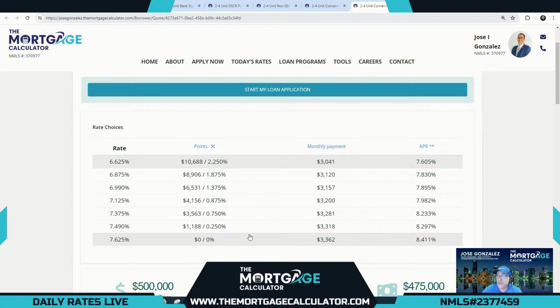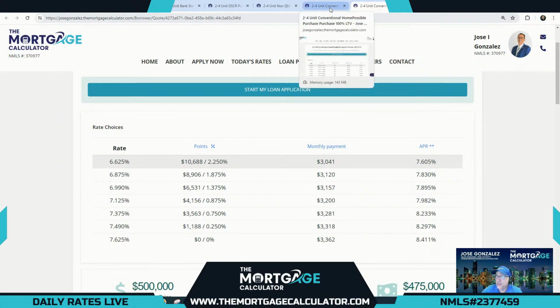Now you do see the difference between these two, between FHA and this one, about a 1% difference in the rate.